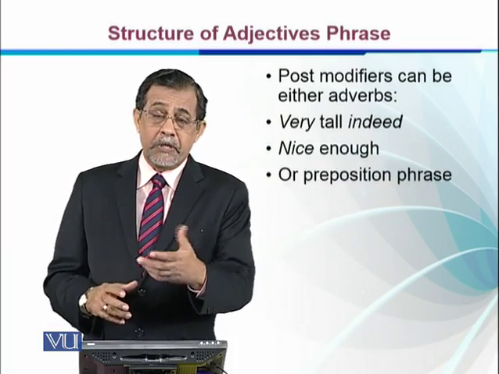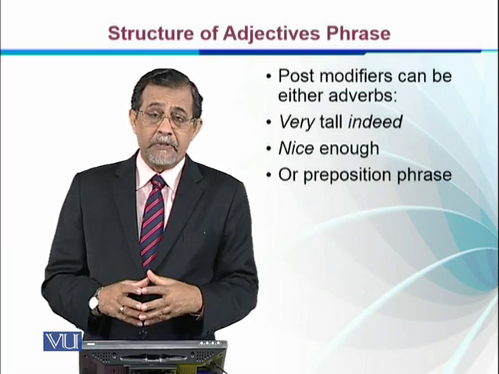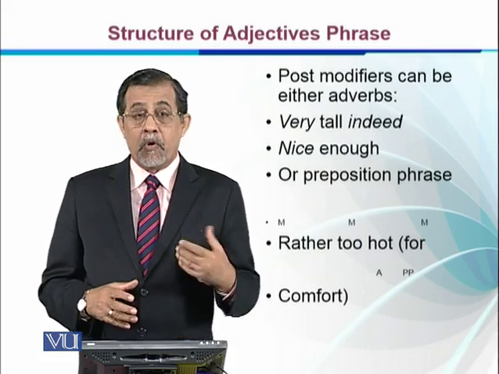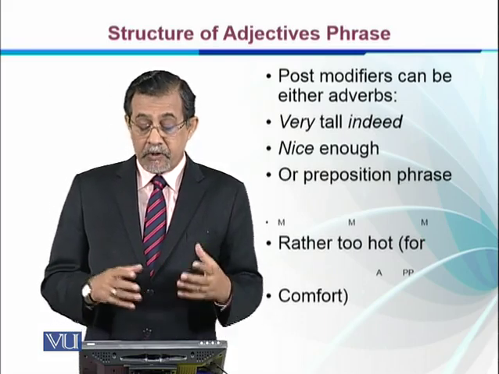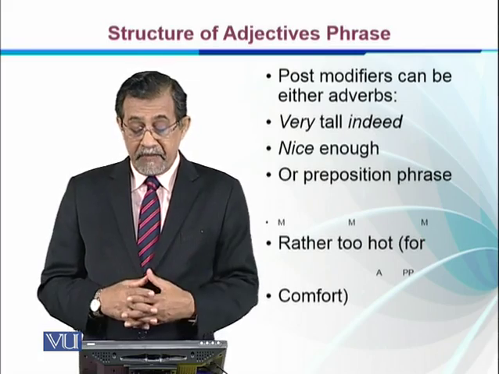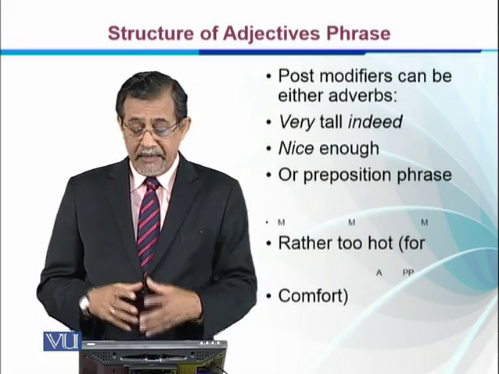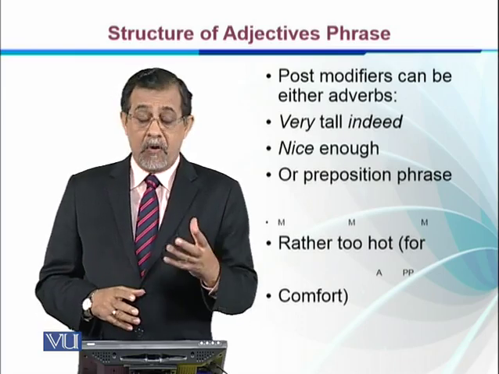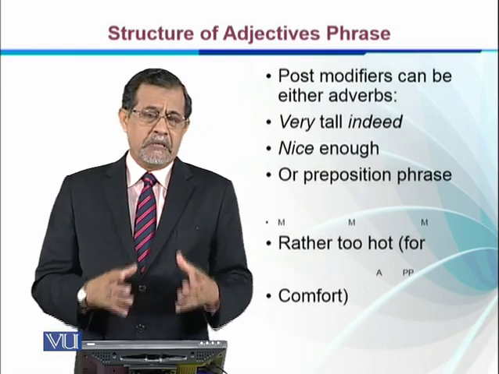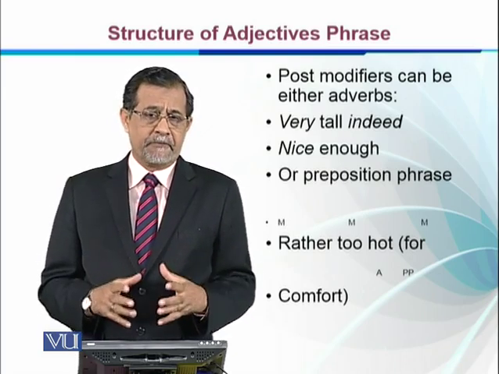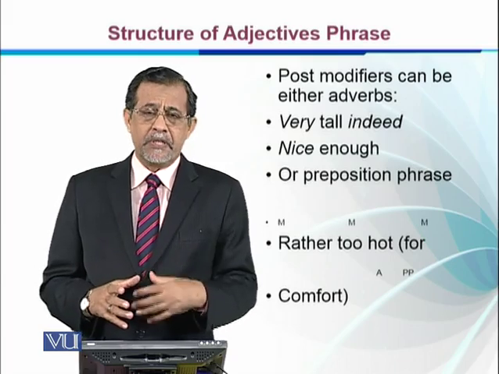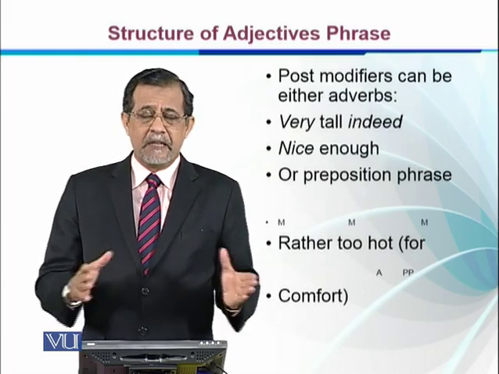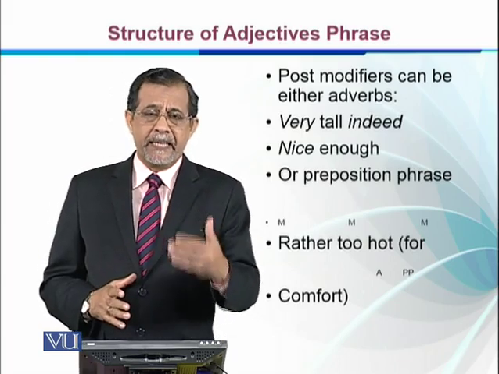Or in post position there can be a prepositional phrase. For example, if you look at this sentence, rather too hot for comfort. So hot is an adjective and we have rather and too as pre-modifiers, and for comfort is a prepositional phrase which is modifying hot, right? So this is the structure of an adjective phrase. We have seen how it can have a pre-modifier or a post-modifier, and what are the different forms in which we find an adjective phrase.